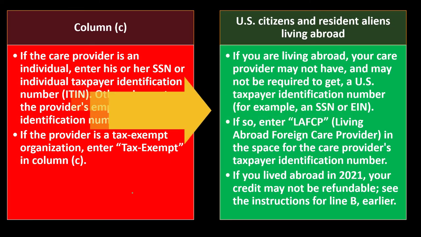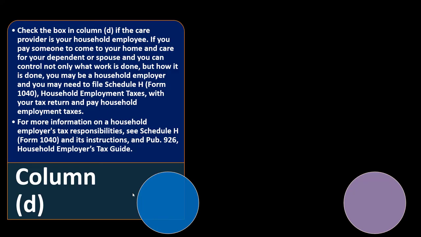U.S. citizens and resident aliens living abroad. If you are living abroad, your care provider may not have, and may not be required to get, a U.S. taxpayer identification number, for example, an SSN, social security number, or EIN, employer identification number. If so, enter "LAFCP," living abroad foreign care provider, in the space for the care provider's taxpayer identification number. If you lived abroad in 2021, your credit may not be refundable. See the instructions for line B earlier.